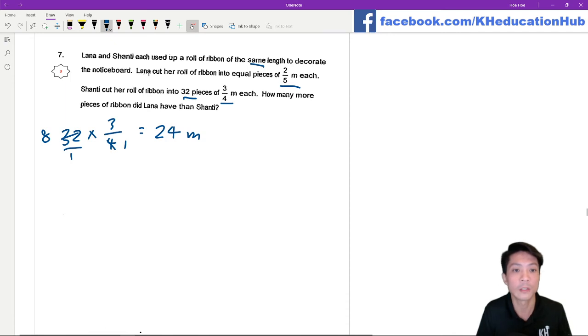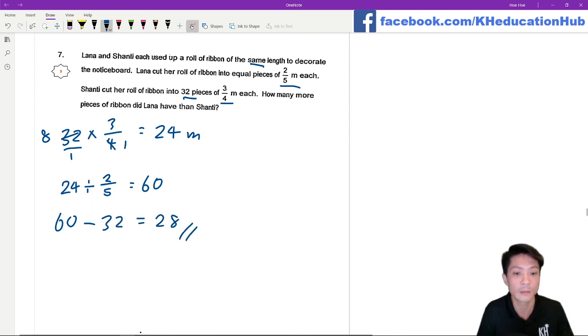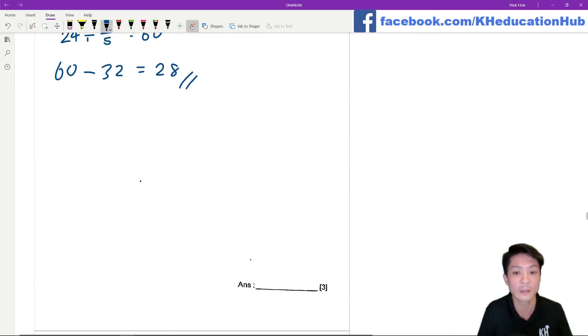Okay, so now I need to find out Lana cut her roll of ribbon into 2/5 meter each. How many pieces did she get? So it will be 24 divided by 2/5, which will give me 60. Now the question is asking how many more pieces of ribbon did Lana have than Shanti, which means you use 60 minus 32, which will give me 28.